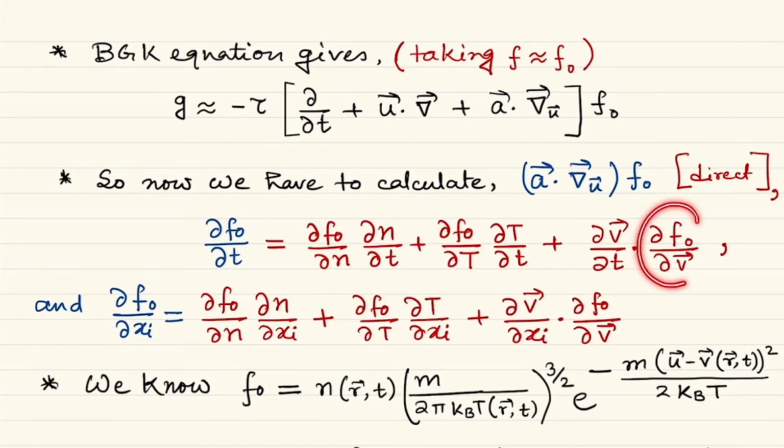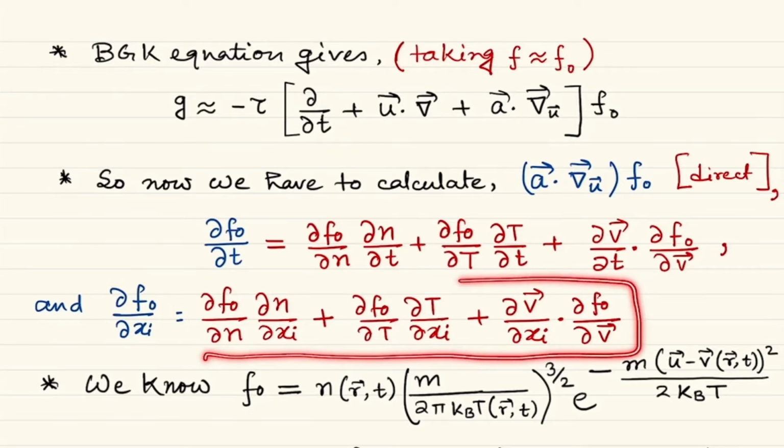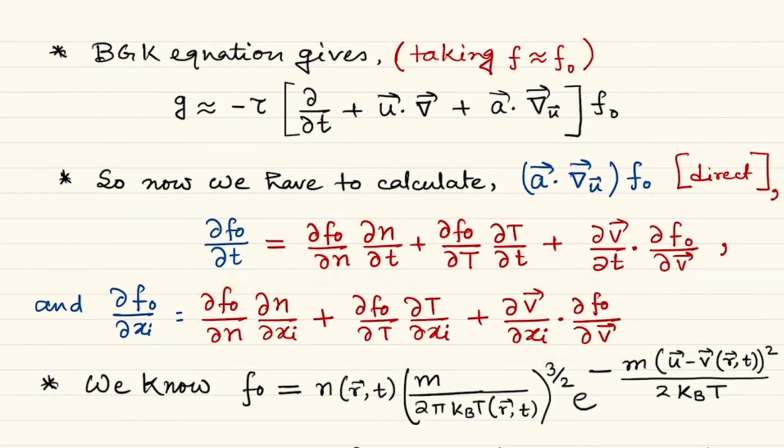Once again, this is a fancy way of writing the gradient of v, gradient of v of f0. In a similar way, you can also write del f0 del x i as a summation of all these three terms, through their implicit dependence on n, T and v.